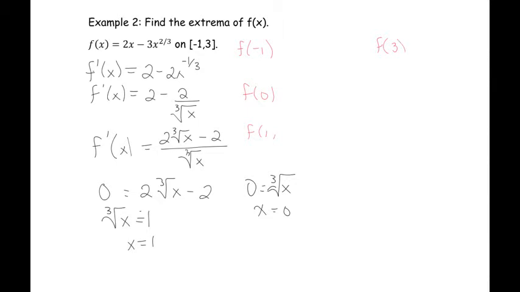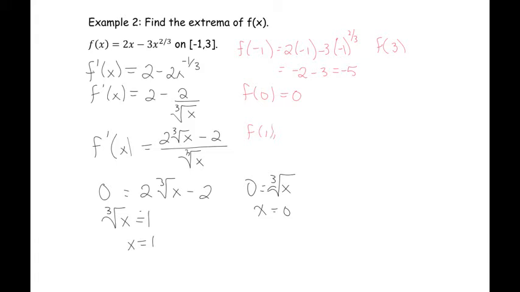So f of negative 1 would be 2 times negative 1 minus 3 times negative 1 to the 2/3. Again, to the 2/3 just means you're going to cube root it, and then you're going to square it. So this ends up being negative 2. When I cube root negative 1, I get negative 1. When I square it, I get positive 1, so minus 3. And that's negative 5. F of 0 is 0.